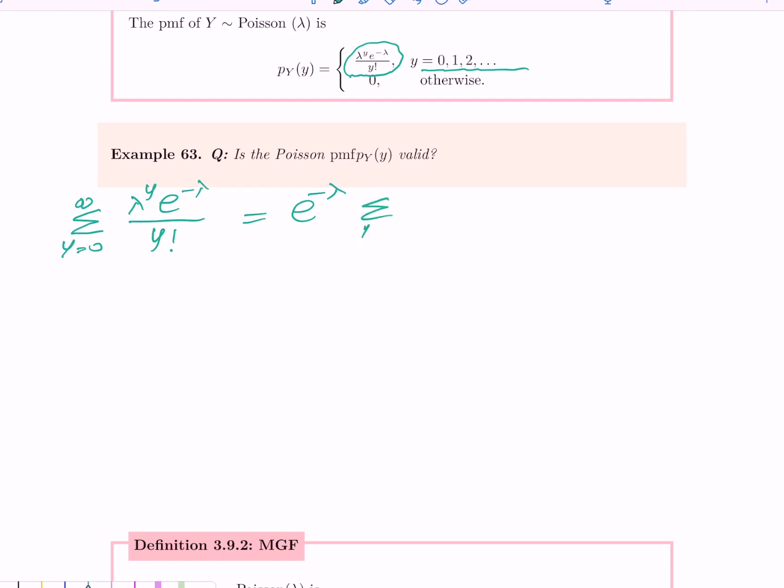So you have now the sum over y from 0 to infinity of lambda^y over factorial y. So what is this part? I explained this in the previous video. So this is the Maclaurin series expansion of e^lambda. So you can write e^(-lambda) times e^lambda. So you know this is 1. Therefore we can say yes, this PMF is valid, right?